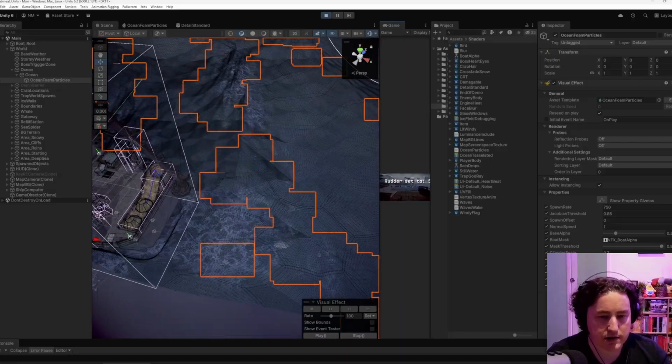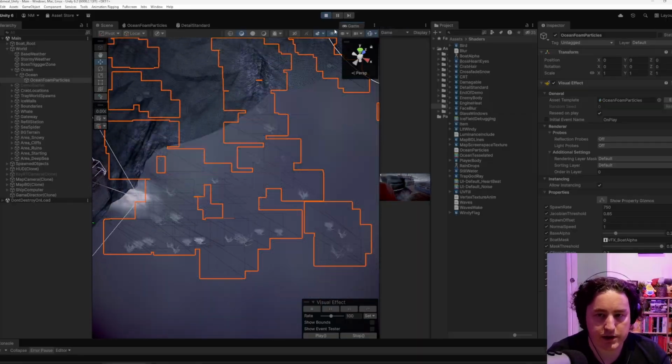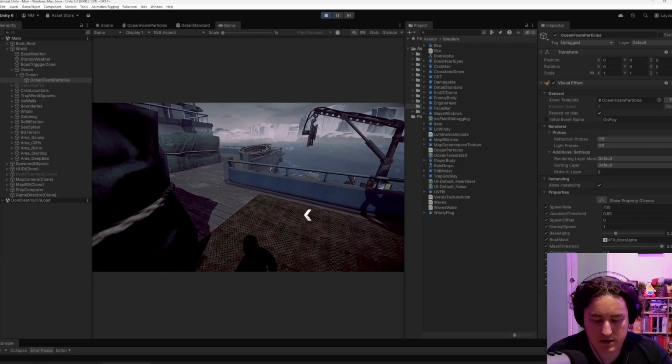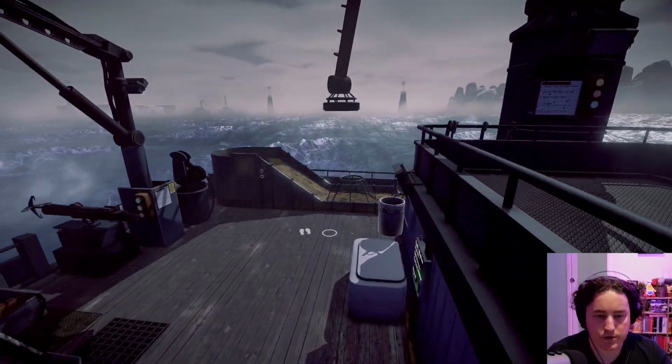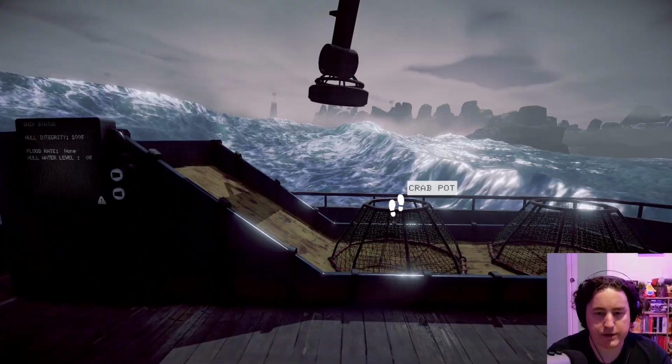It's not perfect. There are issues where they'll sometimes intersect with the front of the boat or with the rear of the boat, but generally I think it looks pretty good.